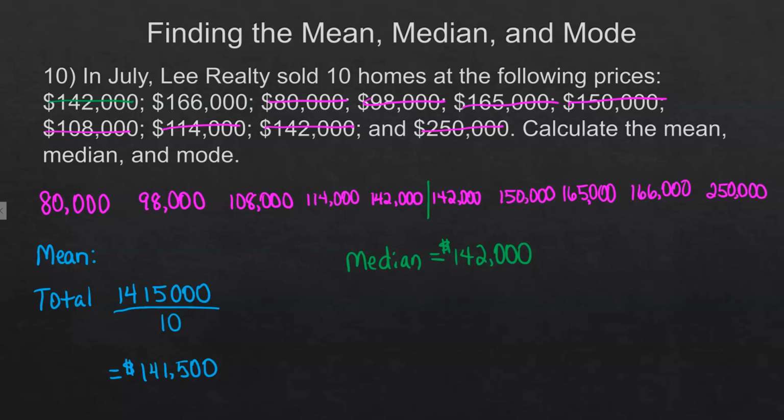And then last, we've got the mode. And it happens that the mode is also 142,000 because it occurs 2 times and none of the other numbers are repeated.